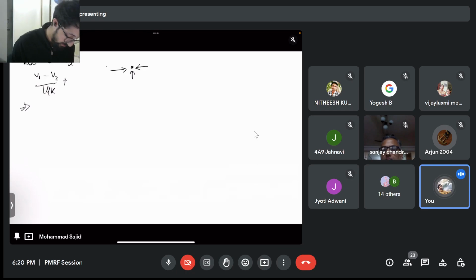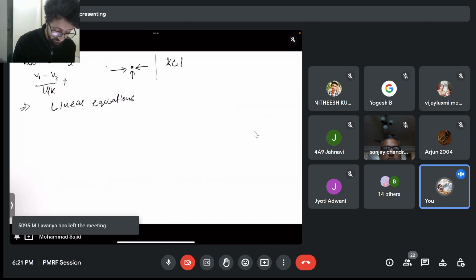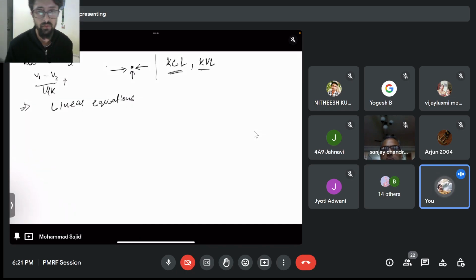Now if you have linear equations, that will be helpful for solving the questions using KCL and KVL, because ultimately what you get is linear equations in unknown variables, right? So I will show you one method which will be very helpful for you to solve this question and get the answers quickly.